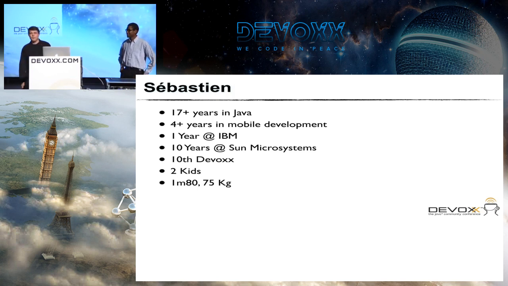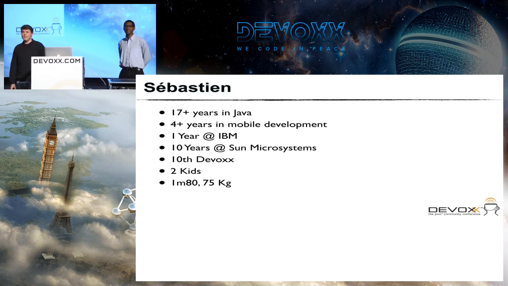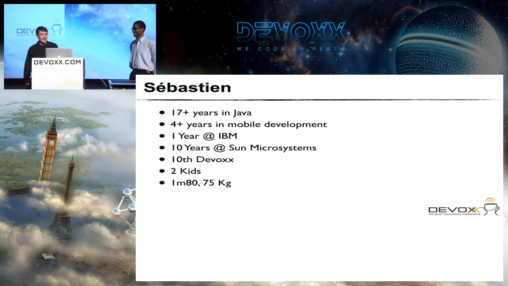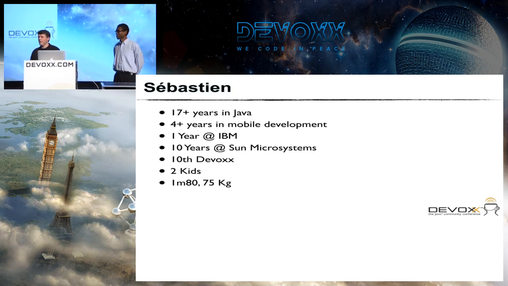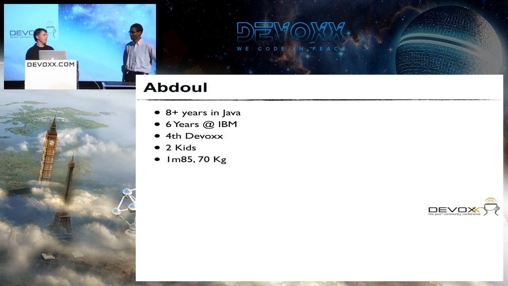A few words about us before starting. I've been developing Java code for 17 years. That's why I have some white hair on my head. 4 years in mobile application development. I joined IBM 1 year ago, and before that I spent 10 of my working years at Sun Microsystems. It's also my 10th Devoxx this year. I just missed the first edition 11 years ago. I have 2 kids, 1 m 74 and 74 kilograms.